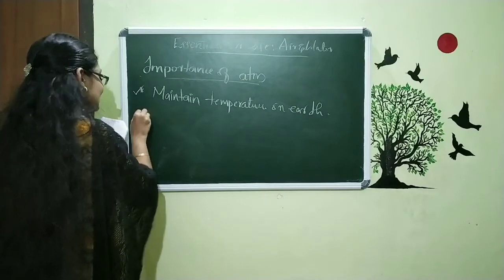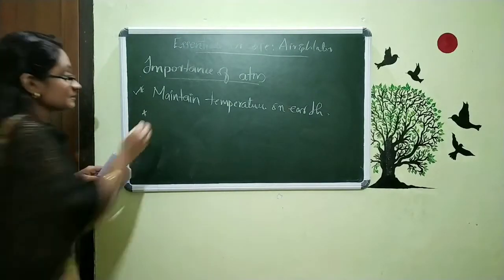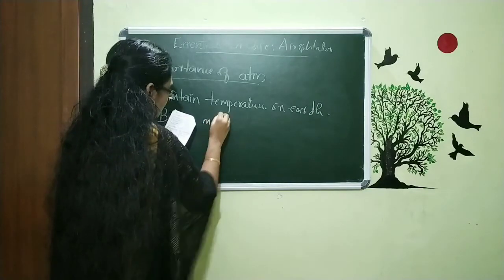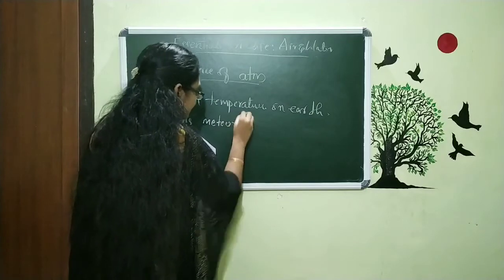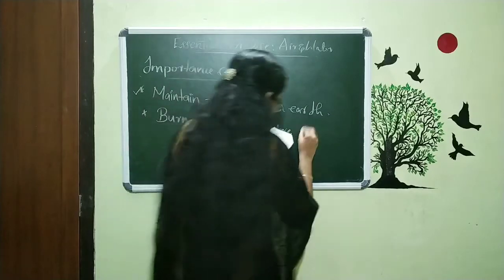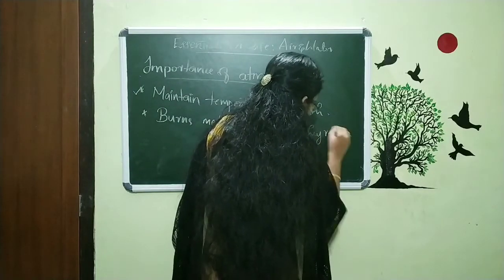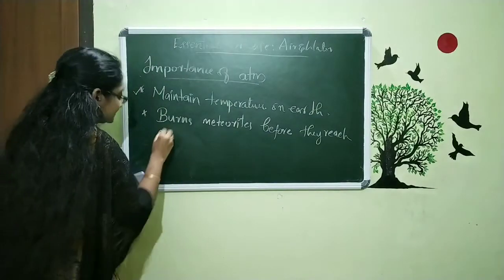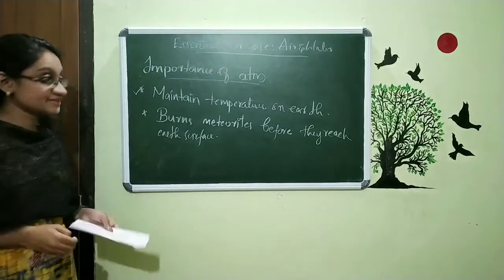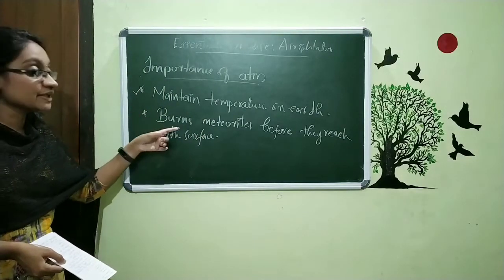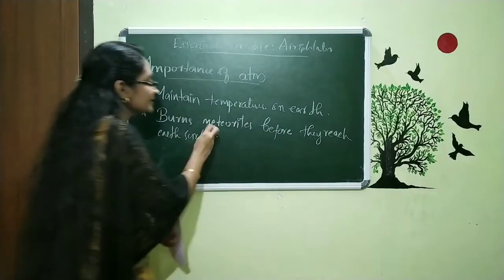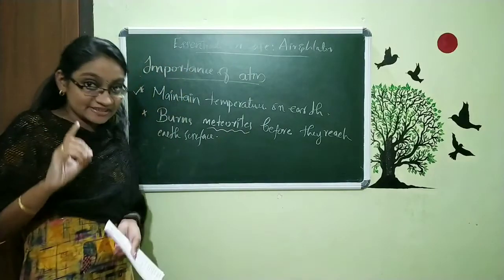The second point is this: it burns meteorites before they reach Earth's surface. Our atmosphere helps to burn meteorites before they reach Earth's surface. The question is, what are these meteorites? The thing is very simple.